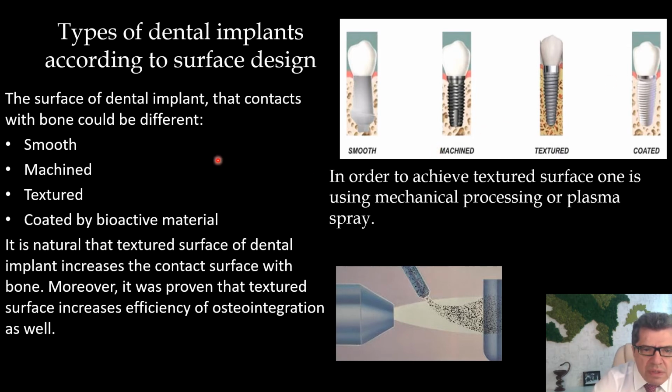According to surface design, we have different types of implant. Here you see the smooth type, with a very smooth, machined surface. Then the screw form, textured and coated with bioactive material. It's natural that the textured surface of a dental implant increases the contact of the surface with bone. Moreover, it was proven that a textured surface increases the efficiency of integration as well.